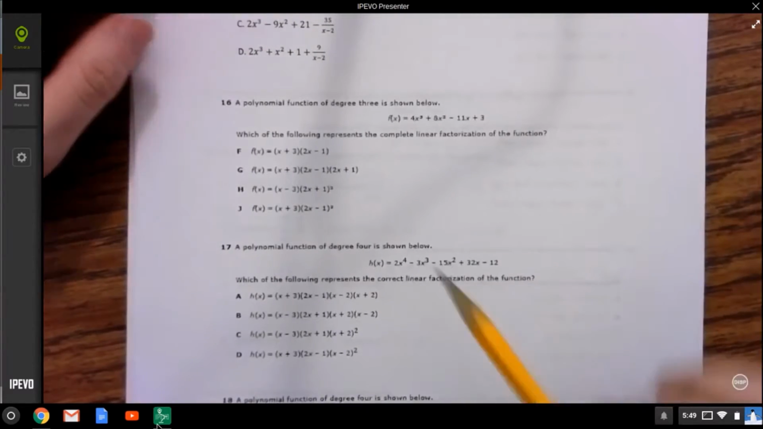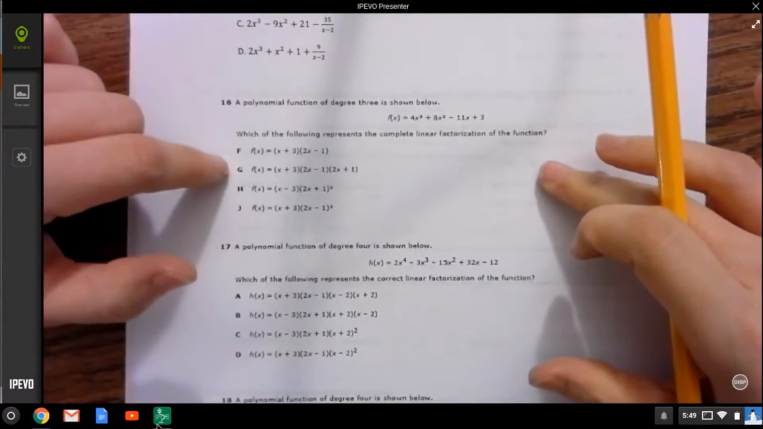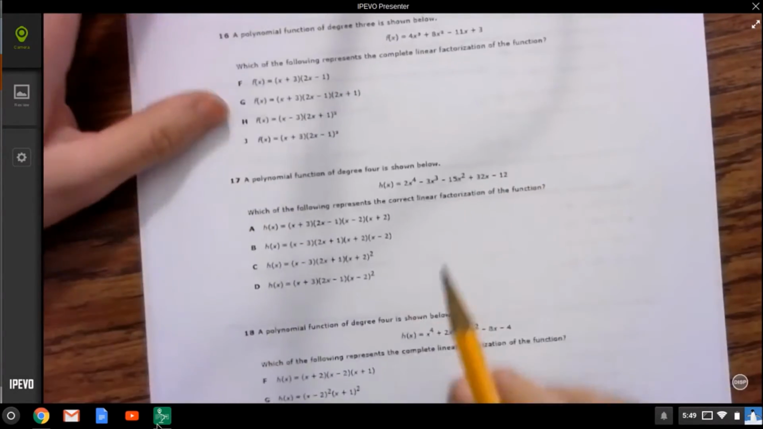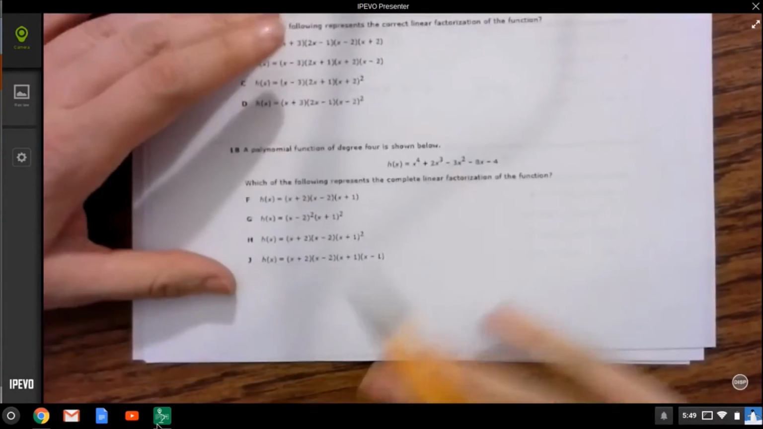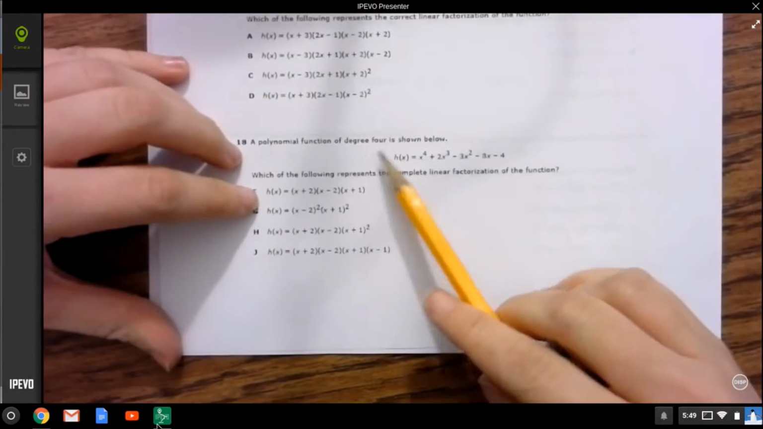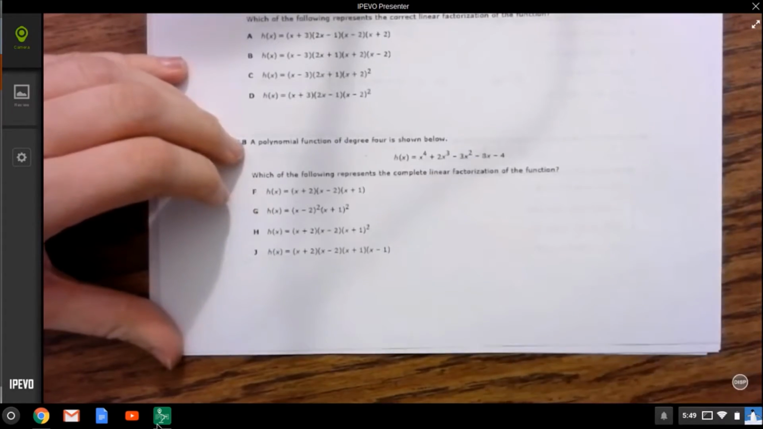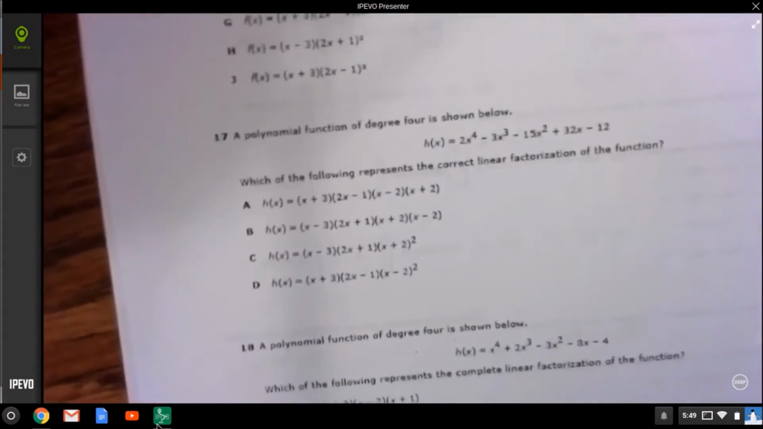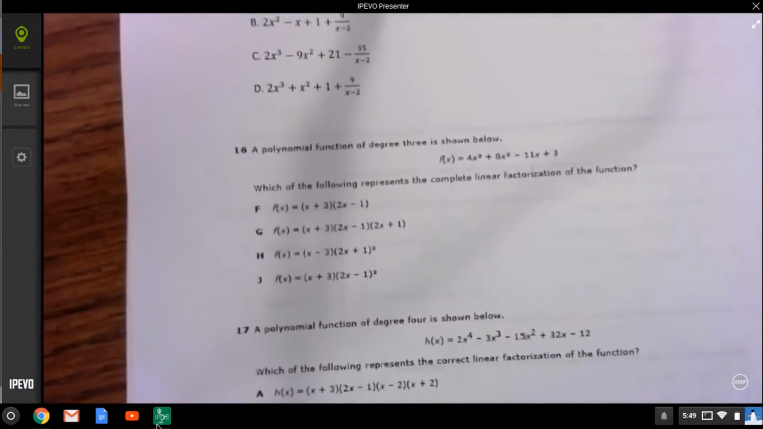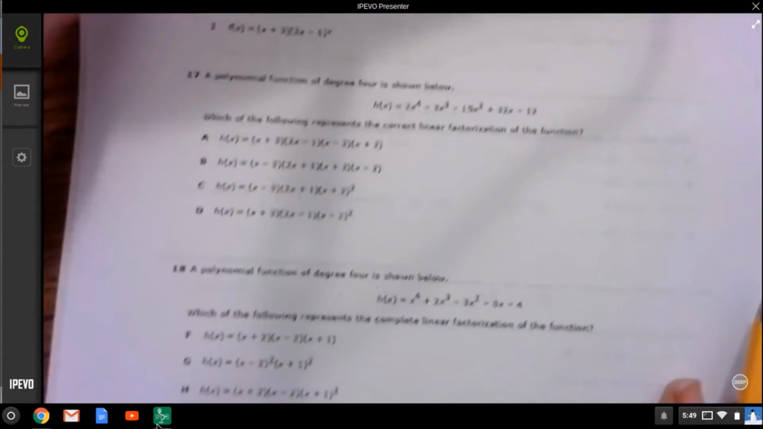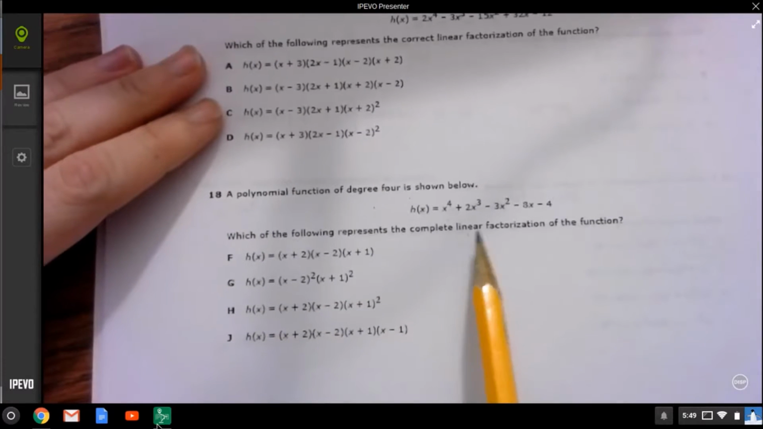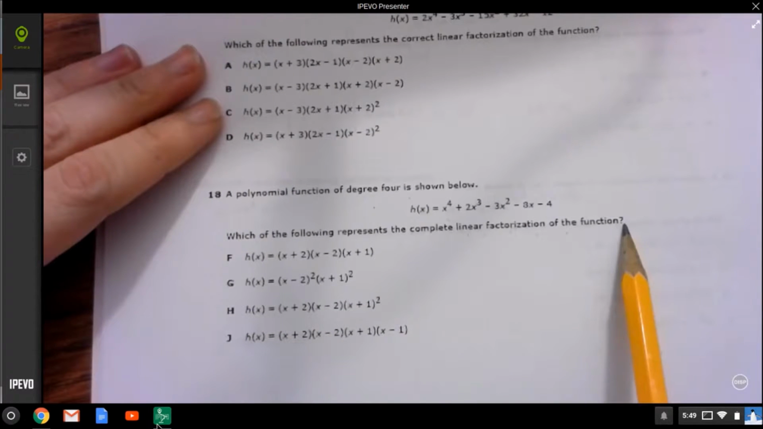Okay, let's flip to, we did 16. Most of the classes did 16. One did 17. So let's go to 18. You know what? It's a similar type of question. So 18. A polynomial function of degree 4 is shown below. Let me actually zoom in a little bit. Okay, number 18. Which of the following represents the complete linear factorization of the function?